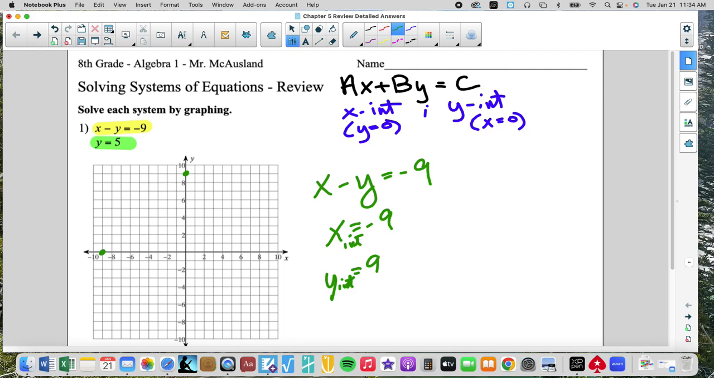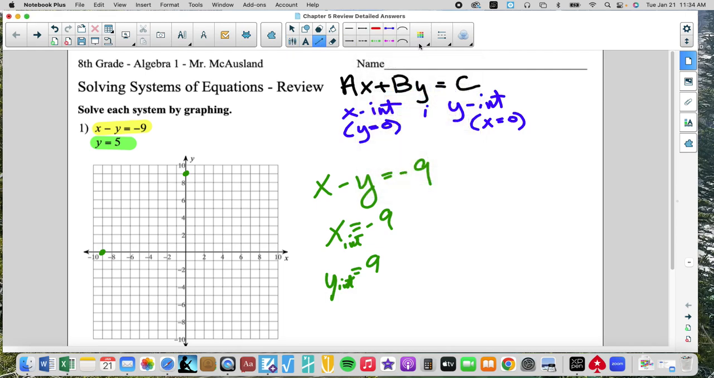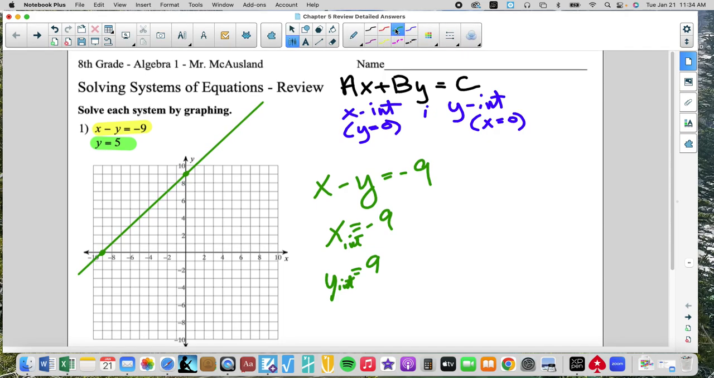We have 2 points. Once we have 2 points, we can draw all the solutions to this linear equation. It looks kind of like that. We'll correct it a little bit and align it. So this green line represents all of the solutions to this linear equation, x minus y equals -9.